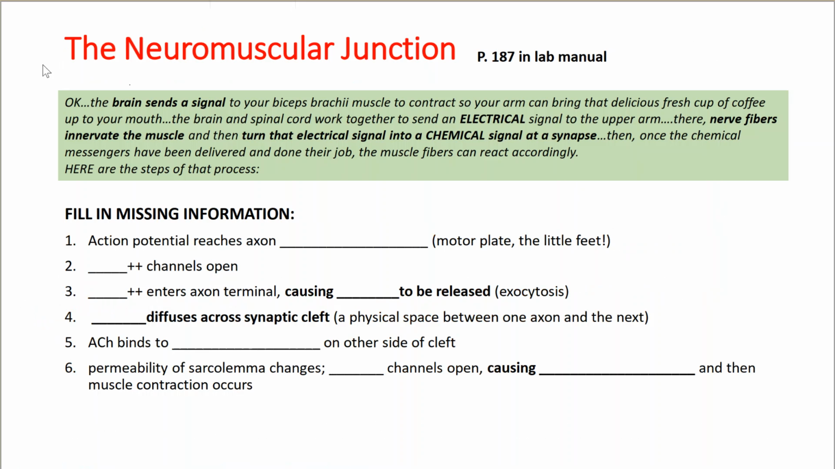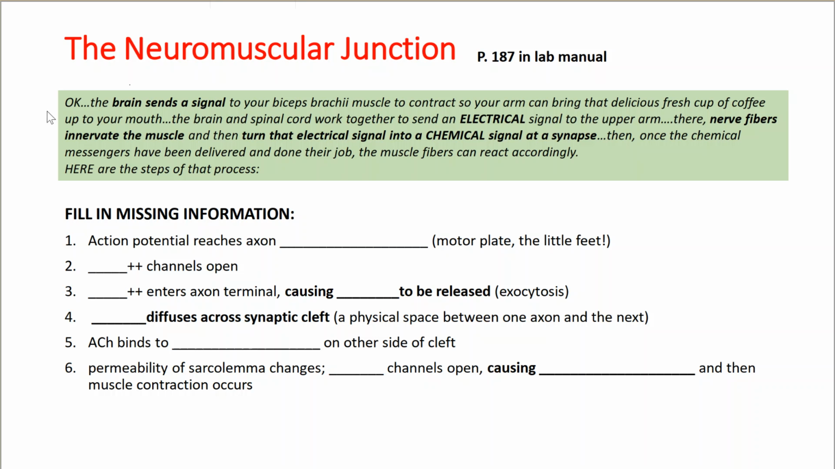All right, so here I've made you a little study slide. So neuromuscular junction. In the green box, I tell you a little story. Okay, the brain sends a signal to your biceps brachii muscle. That's your upper arm in the front to contract so that your arm can bring that delicious fresh cup of coffee up to your mouth.